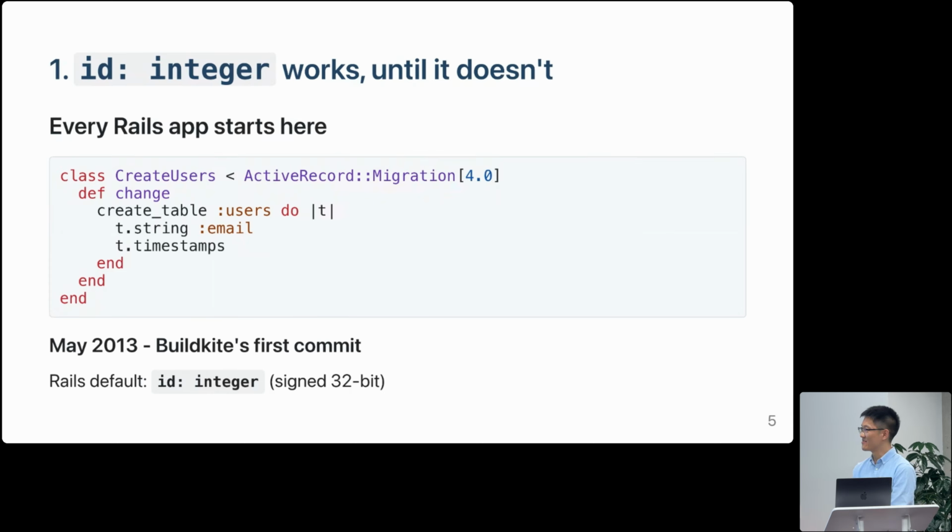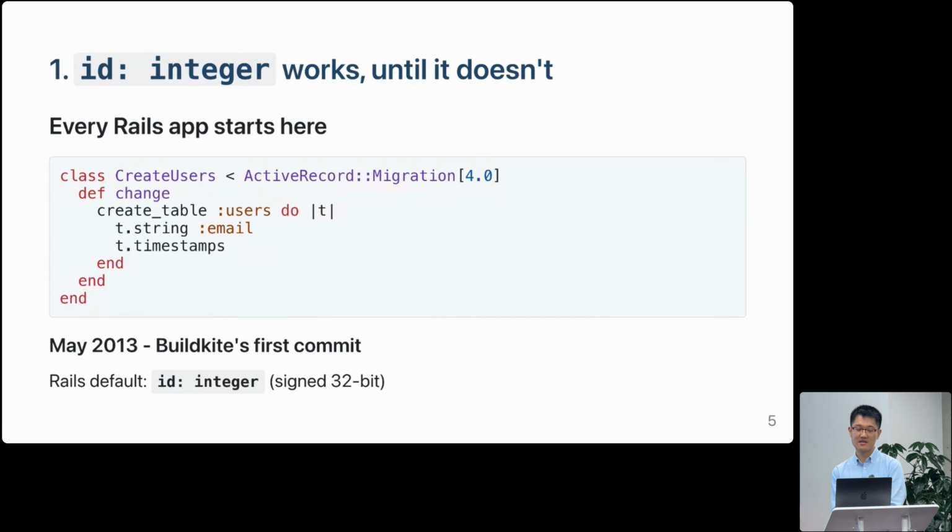So this is a database migration. Everyone should be quite familiar with this. Every app starts with maybe a users table, and the default identifier is an integer. I mean, I guess it's an integer, but you might get a 32-bit int or a 64-bit depending on the age and version of your Rails application.